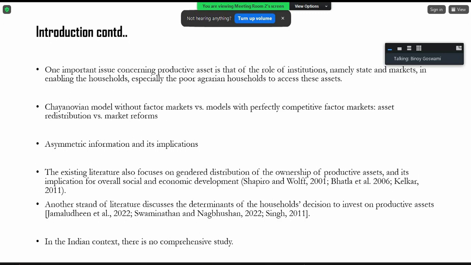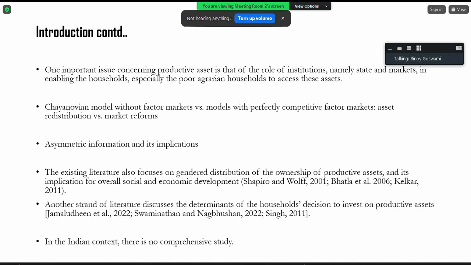The other issue that the literature looks at, with respect to productive assets, is the gender distribution of ownership of productive assets. How women, who usually, particularly in the South Asian context, do not own productive assets, how that hampers their agency and women's empowerment and so on and so forth.